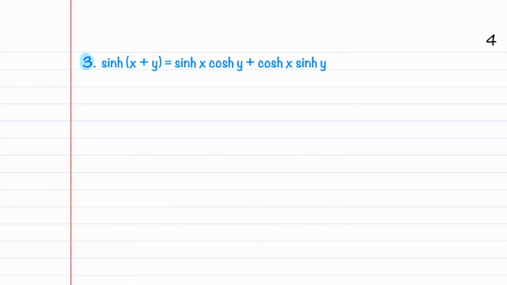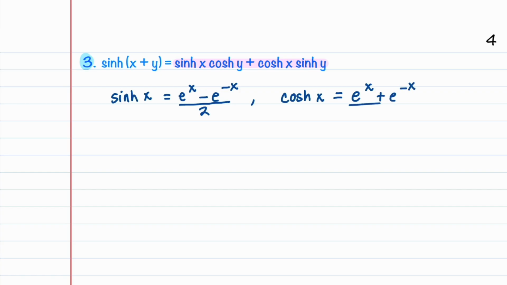In example 3, we are going to prove the formula that sech of x plus y is sech(x) cosh y plus cosh(x) times sech y. We always want to start with the more complicated side when you do a proof. So we are going to start with the right-hand side. Just to get us started, I am going to write down the definitions that we're going to need. Sech of x is e to the x minus e to the minus x, all divided by 2. And then cosh of x is e to the x plus e to the minus x, all divided by 2.